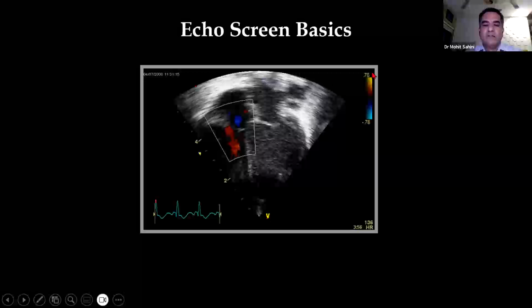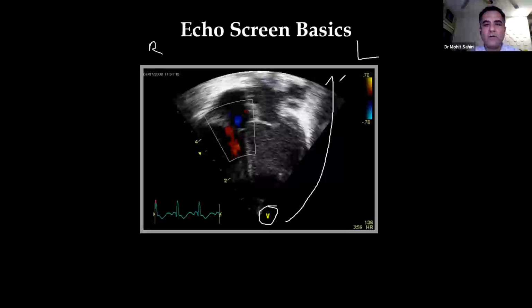This probe orientation marker on the echo screen, if you have selected cardiology, will always remain on the left side of the screen. This is the right side of the screen, and this is the left side of the screen. The probe orientation marker is always on the left side of the screen, and this is by convention. The only thing you can do with this is move it up or move it down, but it always remains on the left side of the screen.